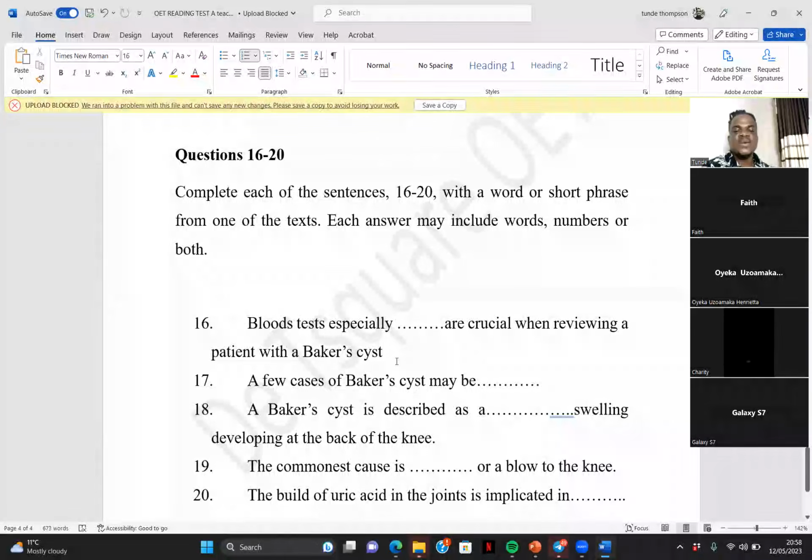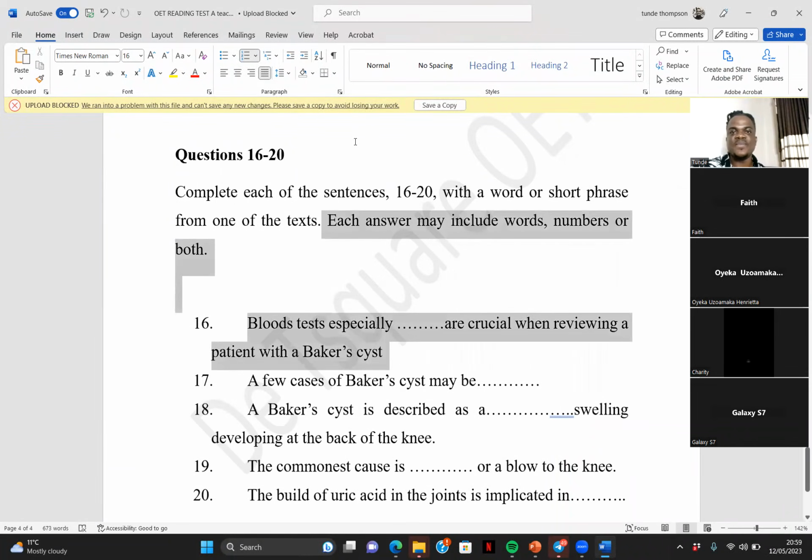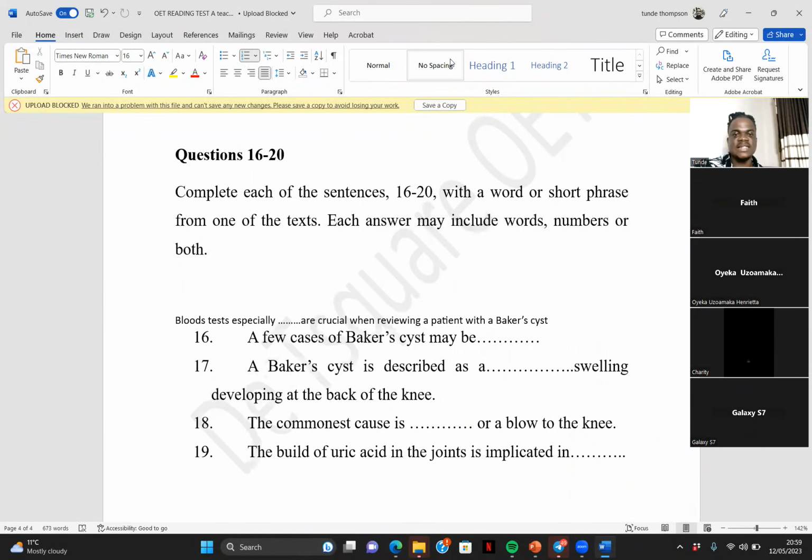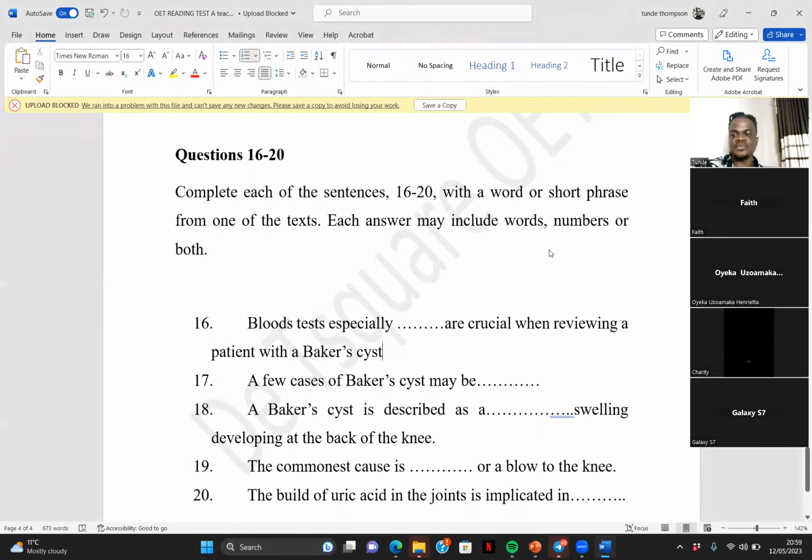Now, where do you think this question will be coming from? Where do you think you will get your answer? That's the first thing you will ask yourself. Where you can get your answer, they say when reviewing a patient with a Baker's cyst. If you don't know, reviewing means assessing, investigating a patient. You might not know where you'll be getting your answer. So in getting this answer, because we are investigating this patient, that means we are going to text number C.